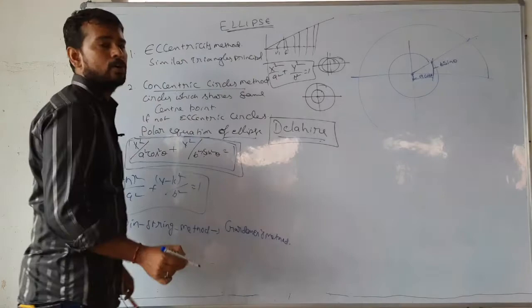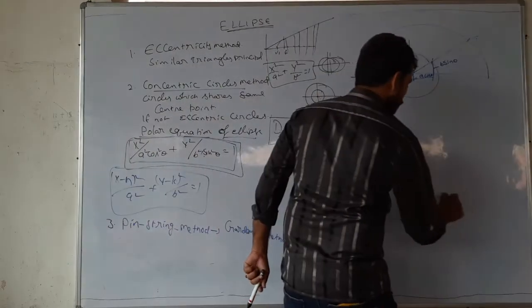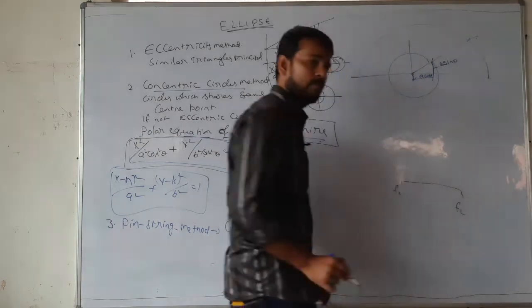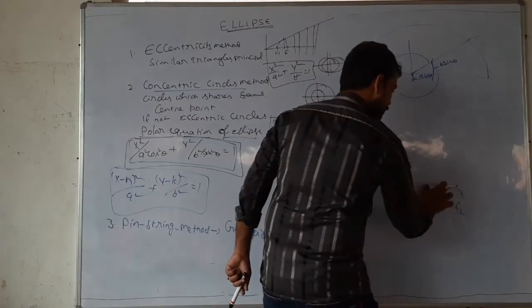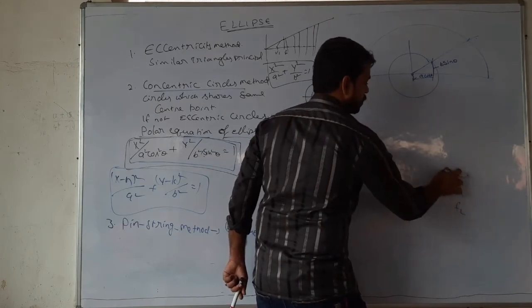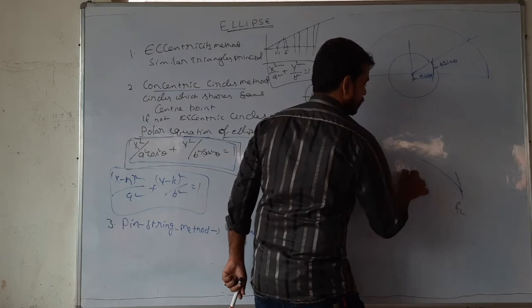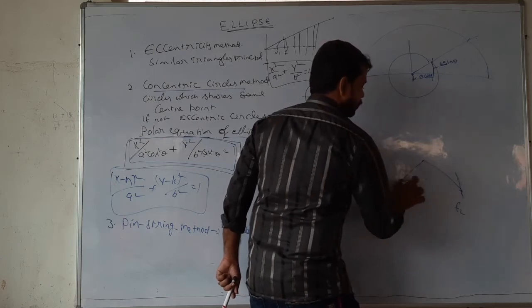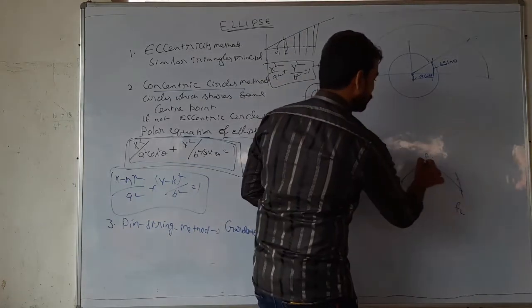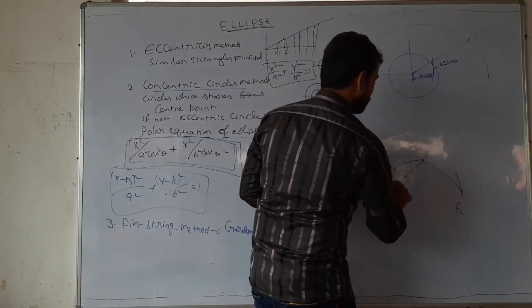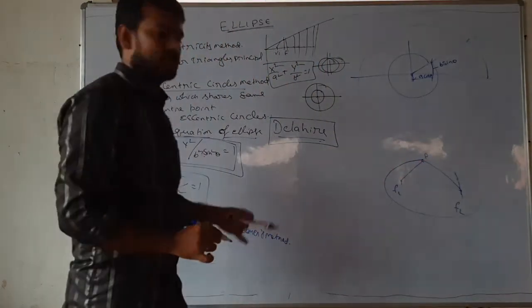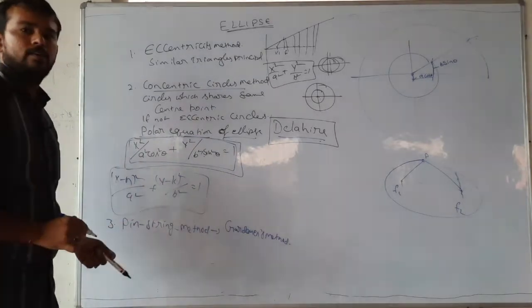In Gardner's method, we fix two points, F1 and F2. Then we join one thread with P. By fixing F1 and F2, we rotate P. So what will happen? This P will rotate like this, and the locus of P will produce an ellipse. This is how the pin string method works.